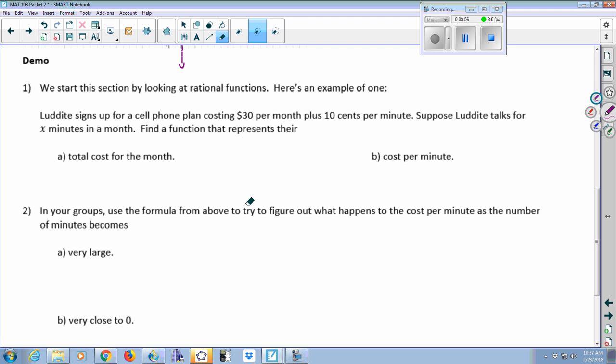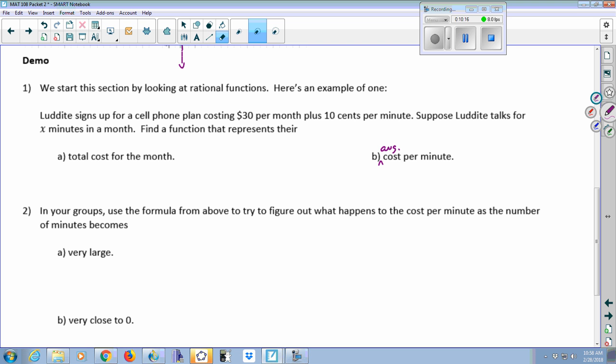So Luddite signs up for a cell phone plan that costs $30 per month plus 10 cents per minute. Suppose Luddite talks for X minutes for a month. Find a function that represents their total cost per month. I feel more comfortable saying average cost per minute.